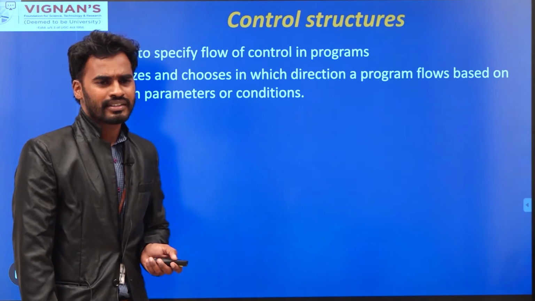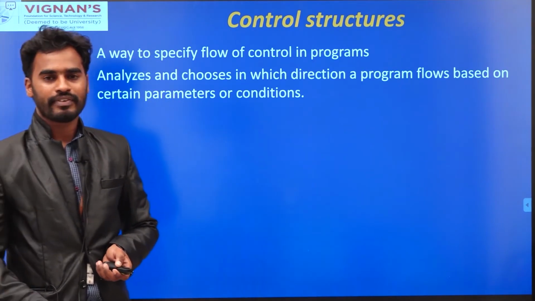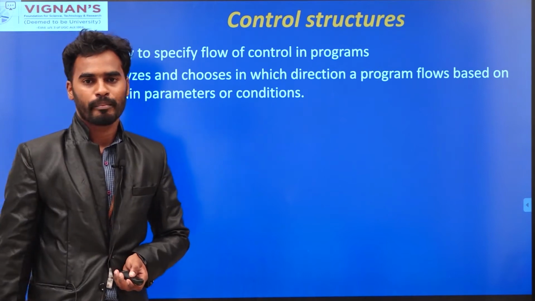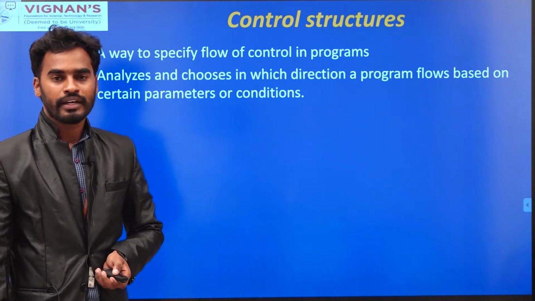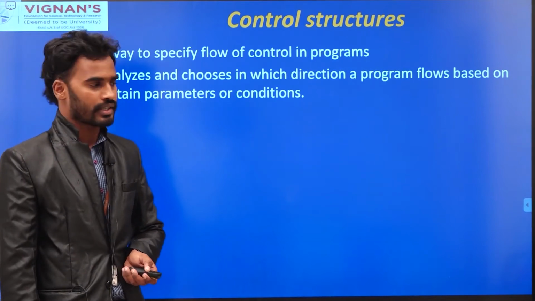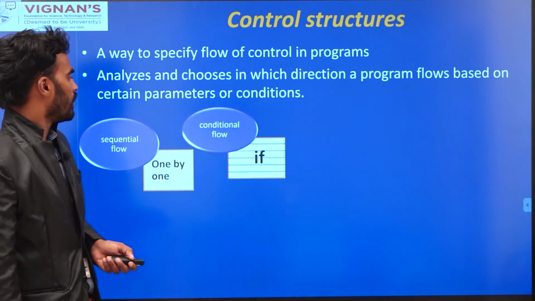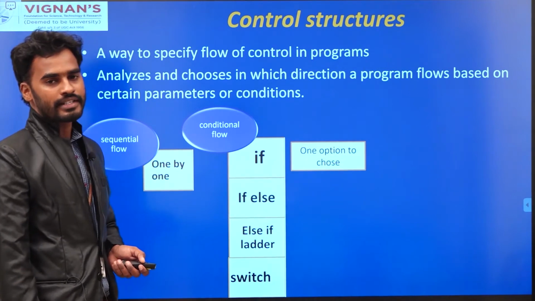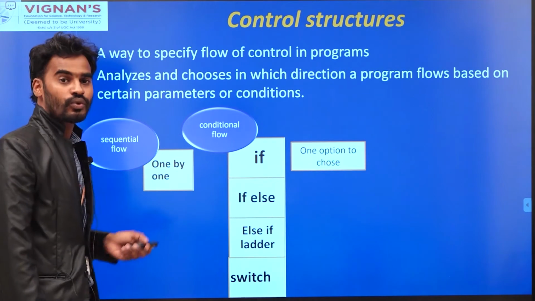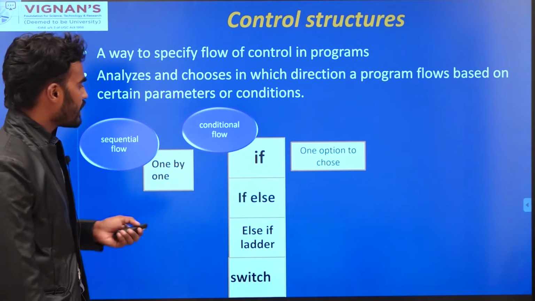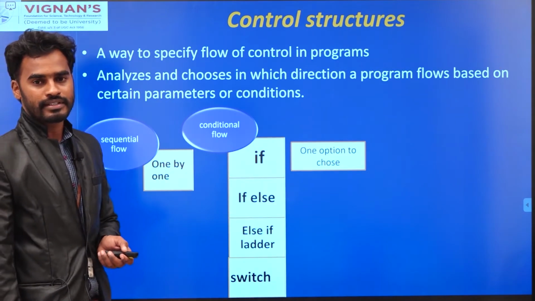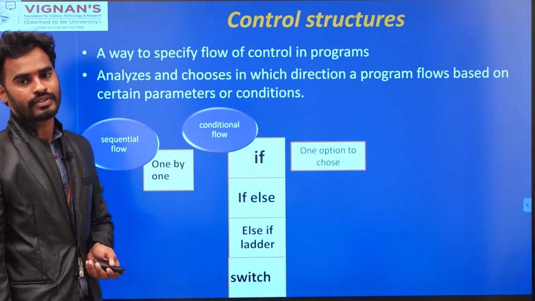In the same way, the control structures will specify whether to execute a certain set of instructions or not based on a specific condition. They specify the direction of the program based on certain parameters and conditions. So we have three flows: sequential flow, conditional flow, and iteration flow. In sequential flow, the instructions will execute one after another, and in conditional flow, there are four statements: if statement, if else statement, else if ladder, and switch case.